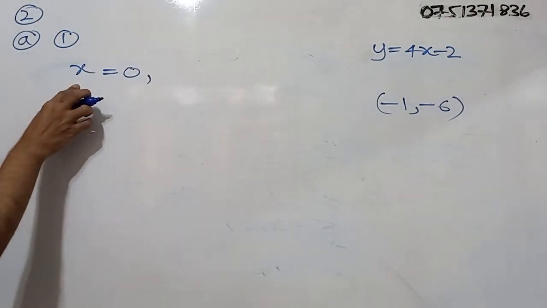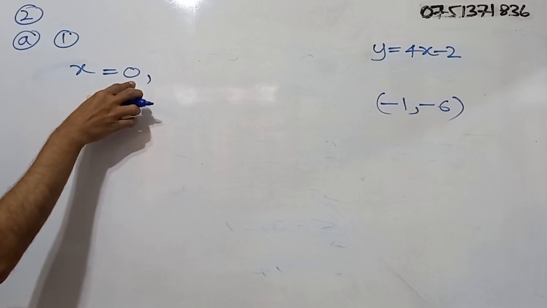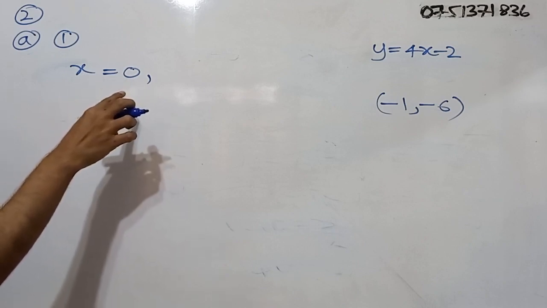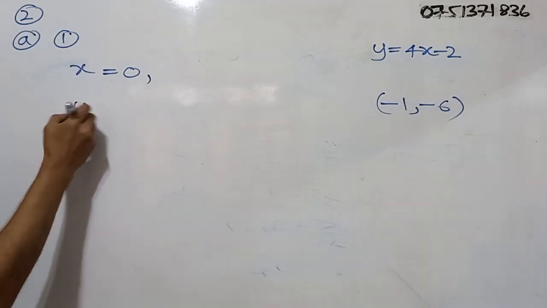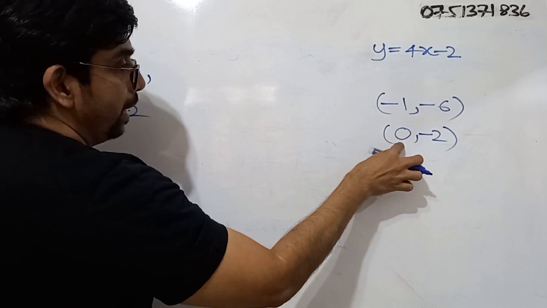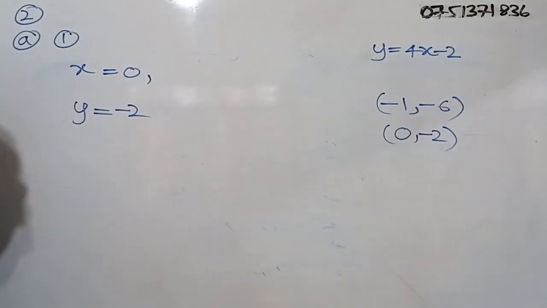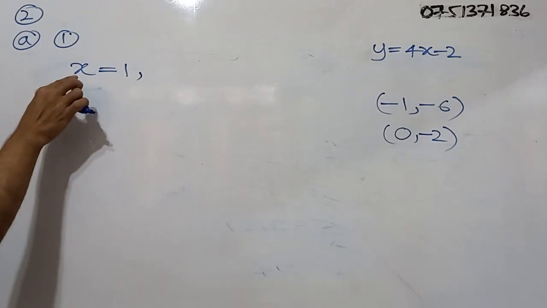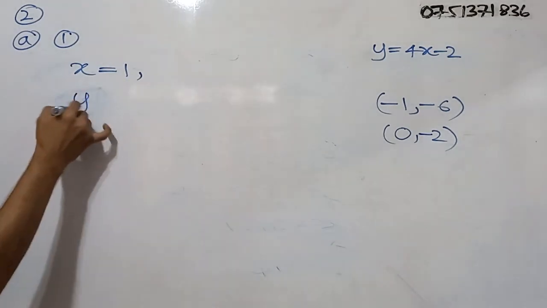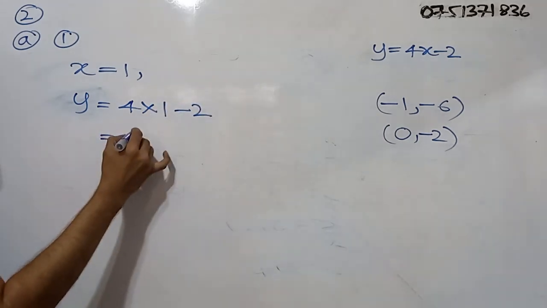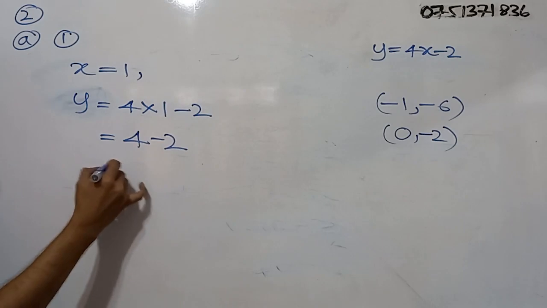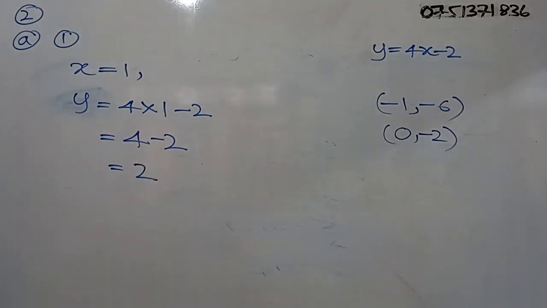Okay, so next one, x is 0. So actually we don't have to do any calculations here, right? When x is 0, what happens? y will be equal to negative 2. When x is 0, y is negative 2. Okay, so x is equal to 1. So y will be equal to what? 4 into 1 minus 2. 4 into 1 is 4. 4 minus 2. So here what's the outcome? 2. So that means when x is 1, y is 2.